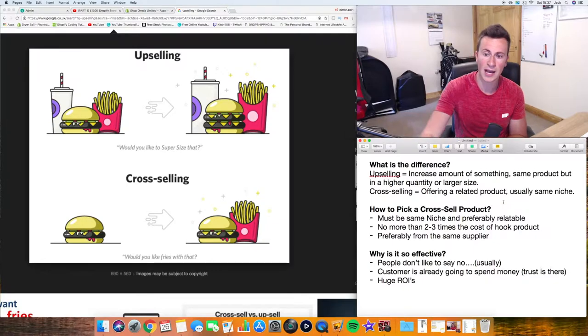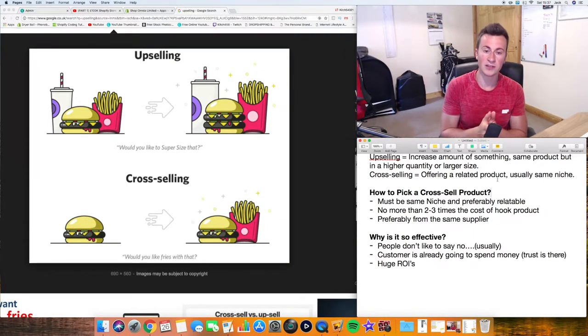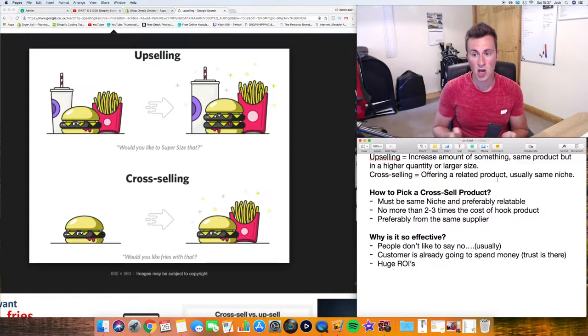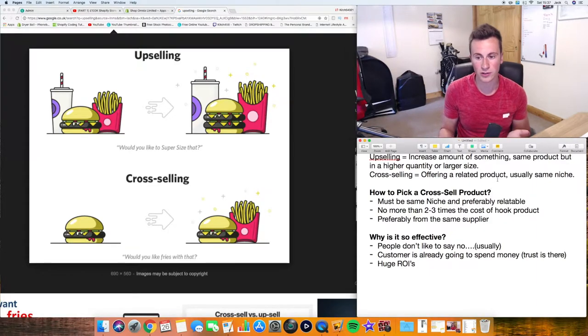Moving on then, how to pick a cross-sell product. So as I said earlier, it must be in the same niche. The idea here is to get the customer envisioning themselves, imagining themselves using that product with the product they're buying. Just make it as relatable as possible. So going back to the coffee niche again, if someone's buying coffee beans, a mug would be a great upsell product because they could use their new coffee in their new mug. They go hand in hand. You can't use one without the other.